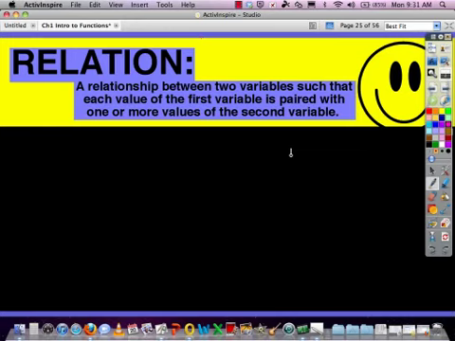The difference in a function, it says a relationship between two variables such that each value of the first variable is paired with exactly one of the second. So how our variables are paired is key. A relation first is paired with one or more values of the second. This is basically saying any set of ordered pairs, because your x value could be repeated, it could not, because it says one or more values. So if you want to say a simple definition, any set of ordered pairs.